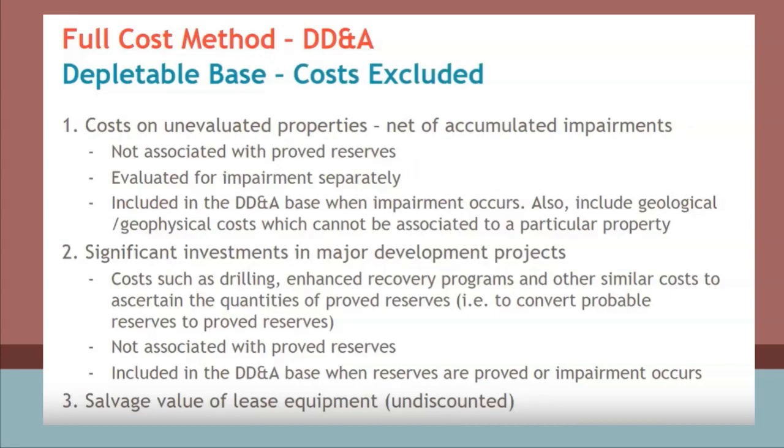So your costs on unevaluated properties. These are the costs that are not associated with your proved reserves. They're evaluated for impairment separately, and they're included in the DD&A base when impairment occurs. Also include G&G costs, which cannot be associated to a particular property. We're not going to get into that right now in a deep dive, but just know, high level, unproved, unevaluated costs are not factored in here.